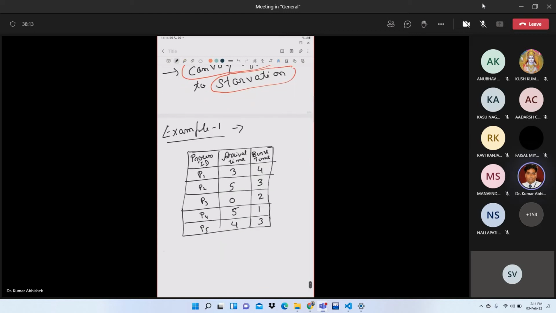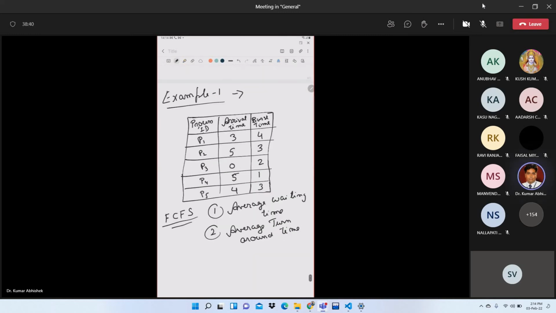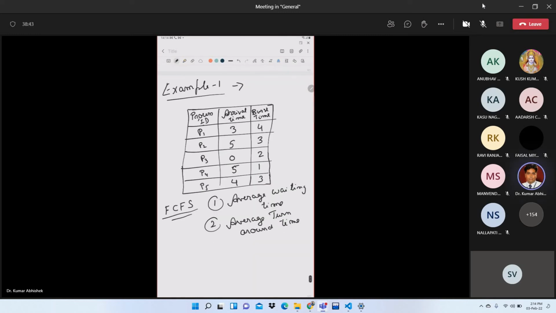Now, if I am following FCFS, I need to calculate first the average waiting time and the average turnaround time. Okay. So for doing this, how to solve it? The solution is we have to make use of a Gantt chart.